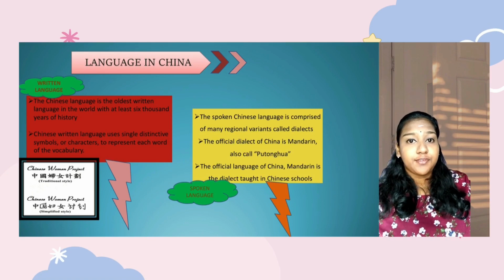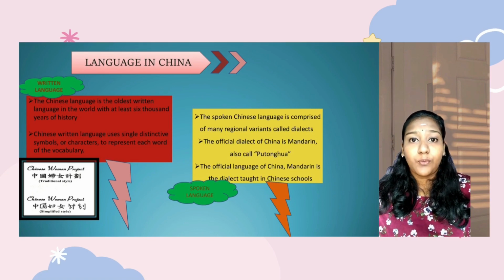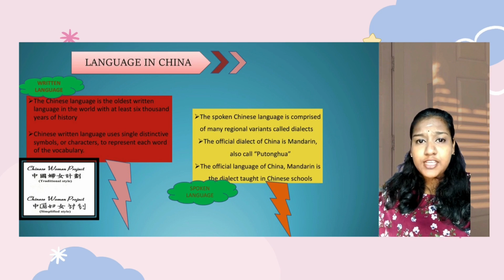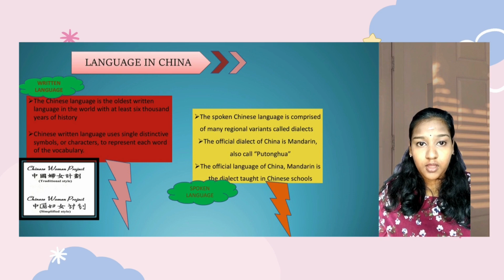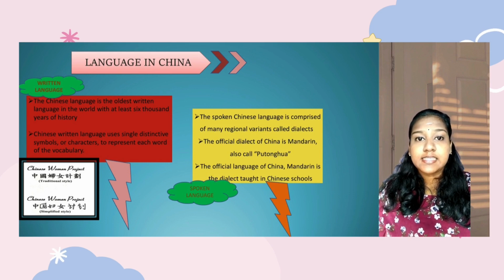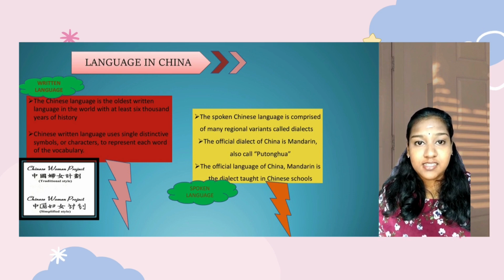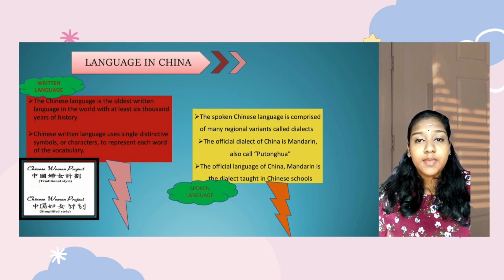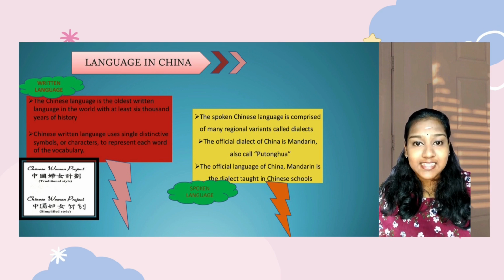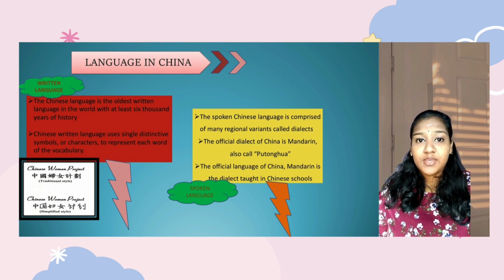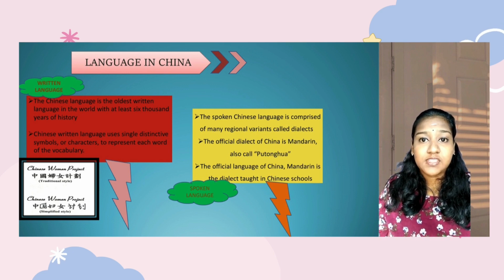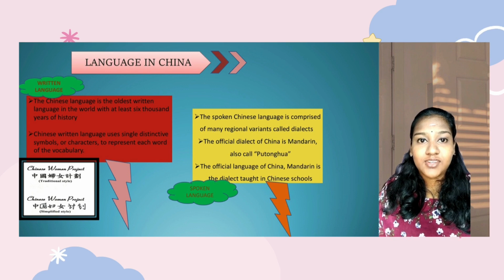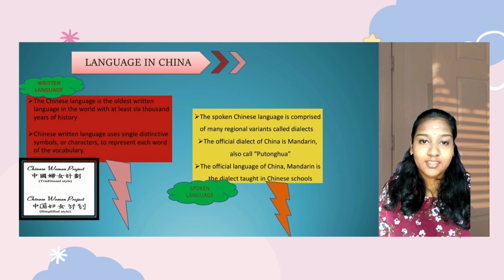There are two types of language, which are written language and spoken language. Written language in China is the oldest written language in the world, with at least 6,000 years of history. It has been found on turtle shells dating back to the Shang dynasty. Written language uses a single distinctive symbol or character to represent each word of the vocabulary.